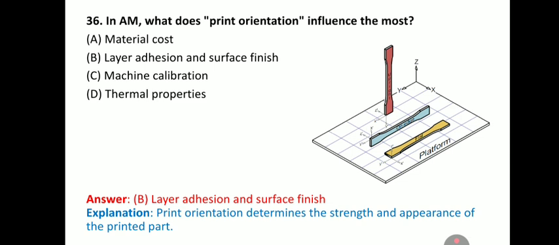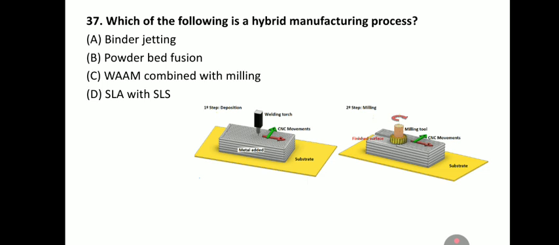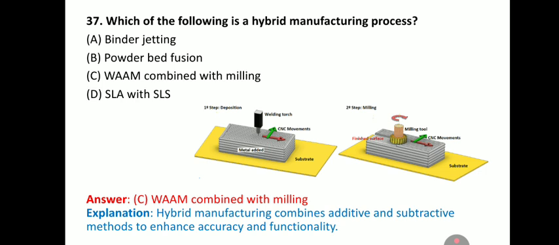of the printed part. Next question, which of the following is a hybrid manufacturing process? Here the answer is WAAM combined with milling. So here you can see this is wire arc additive manufacturing, where we are depositing the material layer by layer, and after that it is integrated with a milling process.